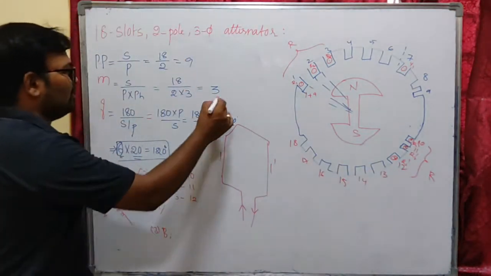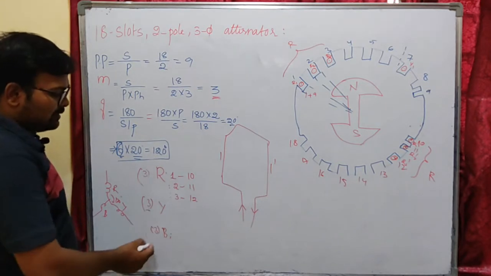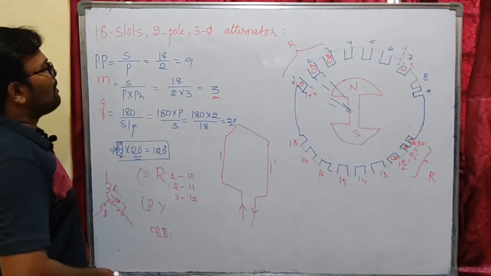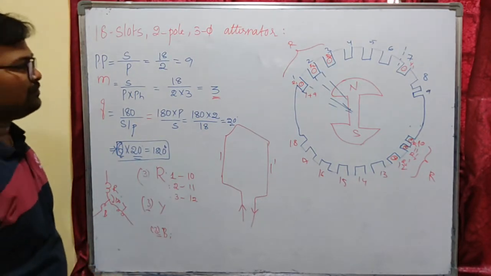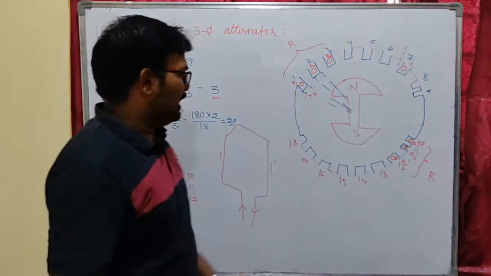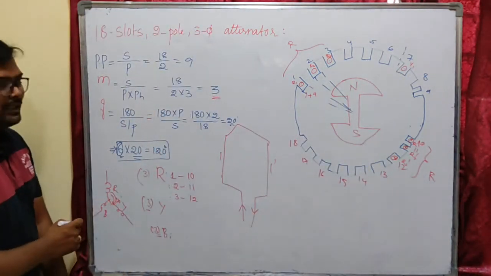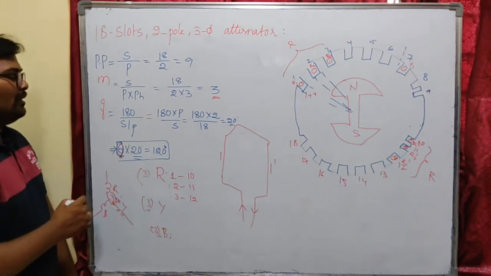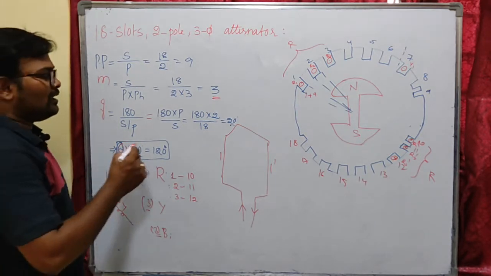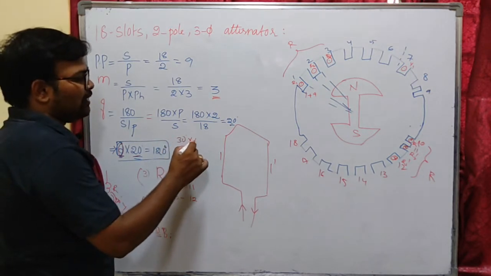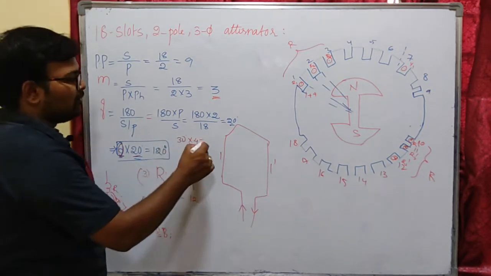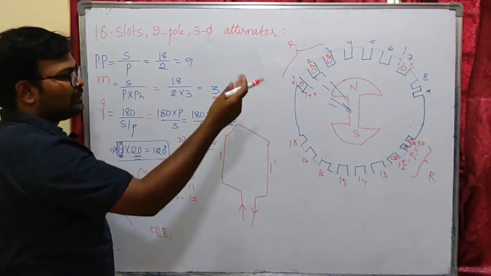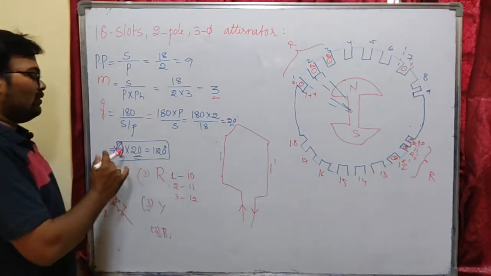There are 3 slots for my R phase and 3 slots for Y phase and 3 slots for my B phase, under one pole. So I have to keep the Y phase after 120 degrees from R phase. That will happen if I keep this Y phase after 6 slots from R phase, because each slot is having 20 degrees. If each slot is having 30 degrees, I can keep it after 4 slots itself. 4 into 30 equals 120 degrees. So after the 4th slot I can keep the Y phase. Because it is 20 degrees, I have to keep it after 6 slots.